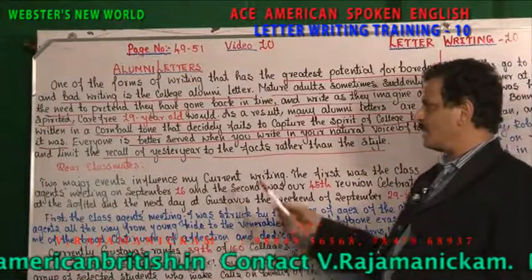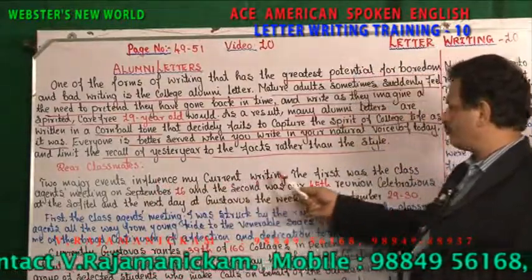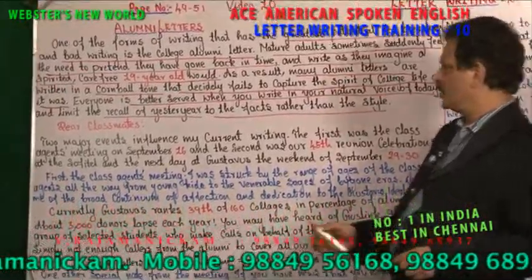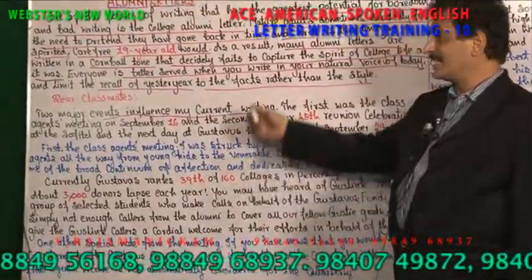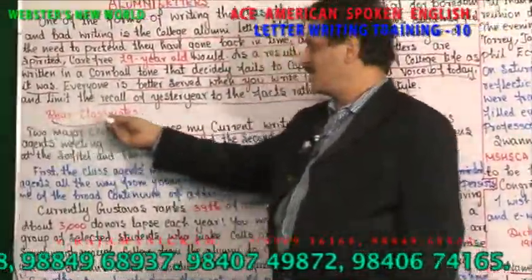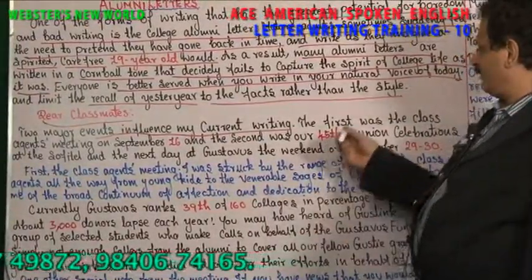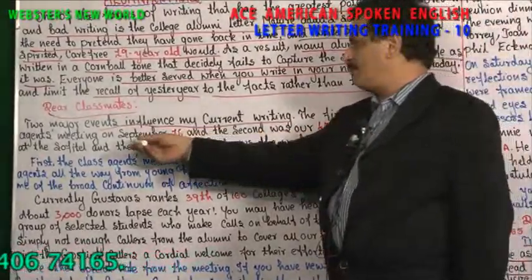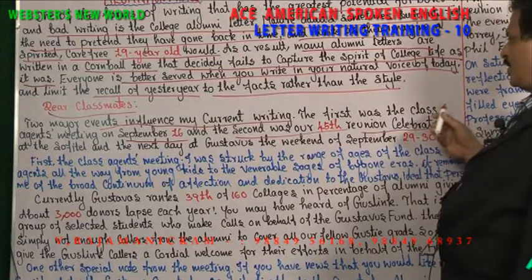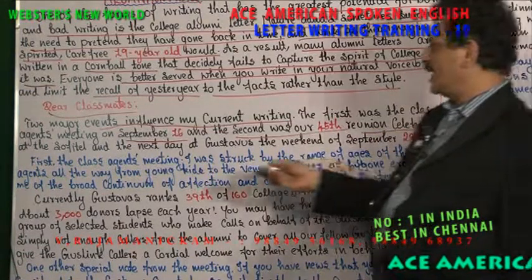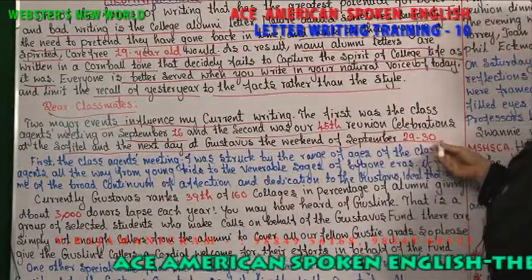Now, dear classmate, this is an alumni letter. Two major events influence my current writing. Dear classmates, see, mind you, one gentleman is writing to his 20 or 30 or 40 or 50 classmates. The first was the class agents meeting on September 16th, and the second was our 45th reunion celebrations at the Sofitel, and the next day at Gustavus, the weekend of September 29 and 30.